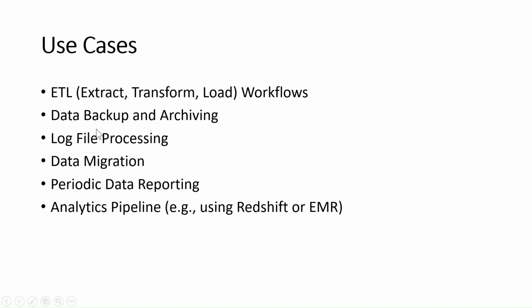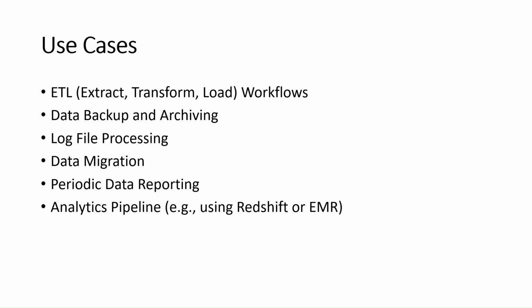And secondly, data backup and archiving. It automatically saves and stores the data securely over time. For example, imagine you have daily customer transaction logs. The AWS Data Pipeline copies the logs from your server to Amazon S3 for secure storage. So this will act as a backup or long-term archive for compliance or future reference.